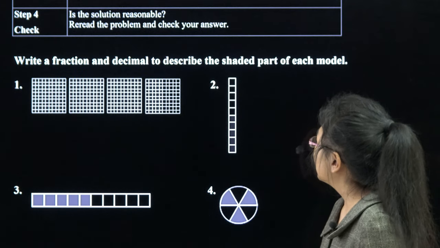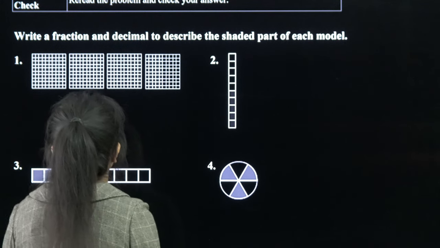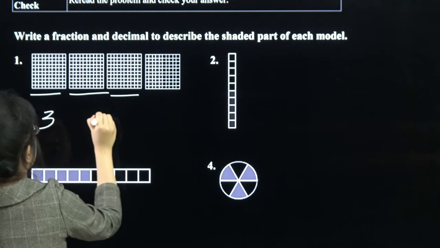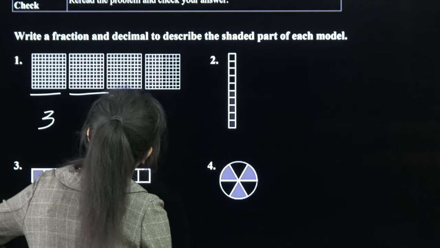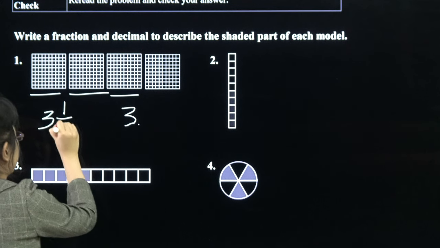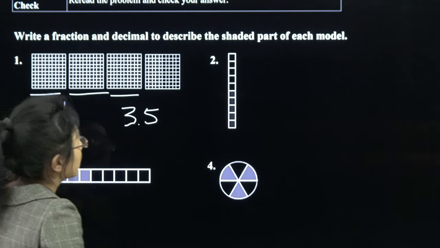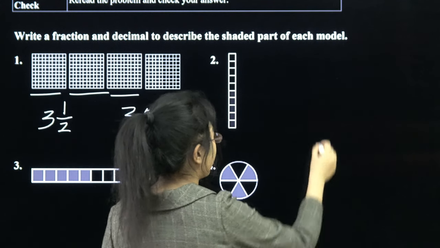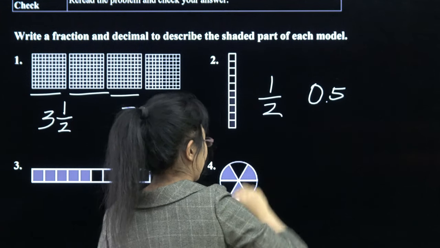Write a fraction and the decimal to determine the shaded part of each model. Now this is a mixed number. So there's three wholes. So then that'd be 3 point over here. And this one is a half. It's actually 50 over 100, but that simplifies to a half. So 3.5, and we just converted it up there. What about this one? That's 5 over 10, 5 tenths, so that's 0.5. And 0.5 is a half, and 5 tenths is also a half if you simplify it.